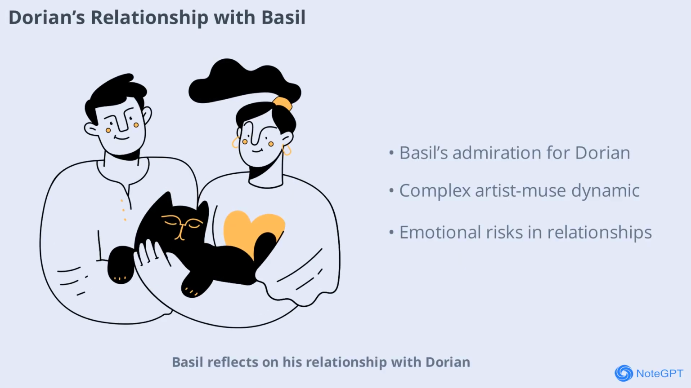Basil reflects on his relationship with Dorian, describing it as a source of both pleasure and pain. He admits to flattering Dorian and finding joy in their conversations, but also notes that Dorian can be thoughtless and cause him distress. The dynamic between artist and muse is complex, filled with admiration, jealousy, and vulnerability. Basil's attachment to Dorian is deep, and he fears losing the connection that inspires his art. This scene explores the emotional risks of artistic relationships and the impact of personal attachment on creativity.